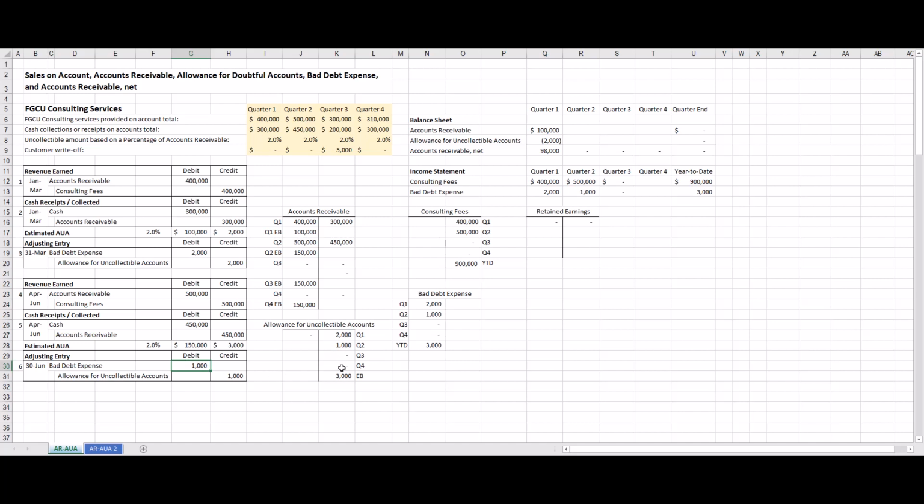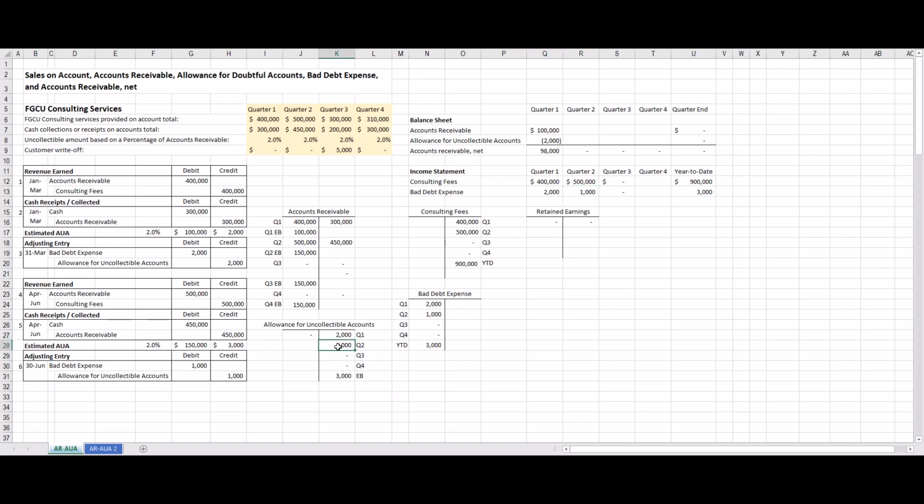We debit bad debt expense for $1,000 and credit allowance for uncollectible accounts for $1,000. Once the amounts are posted to the general ledger, the bad debt expense for the quarter was $1,000. And for the year to date, it will be $3,000, which is the sum of quarter one and quarter two. The allowance for uncollectible account balance is now $3,000, or $2,000 plus $1,000.